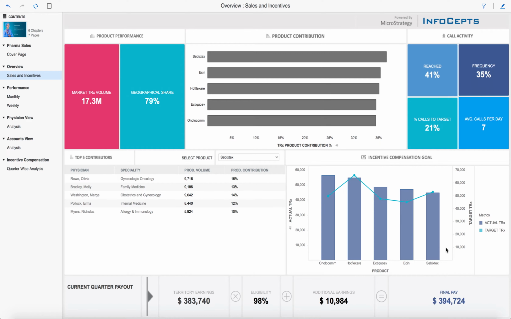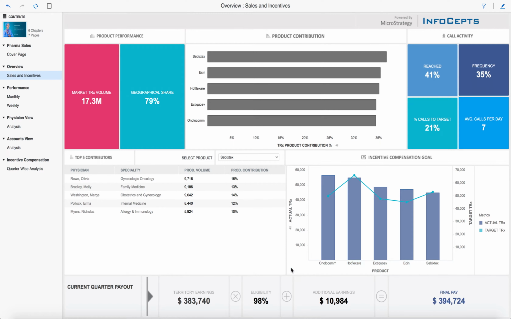The next section of the dashboard shows you incentive compensation goals and how, for each product, the actual total prescription volume matches the set targets. So it's very easy to see how close those goals are to being achieved.